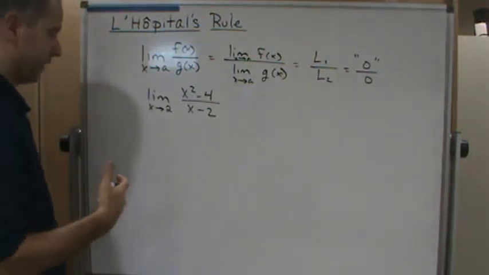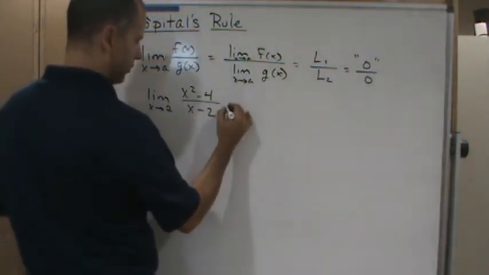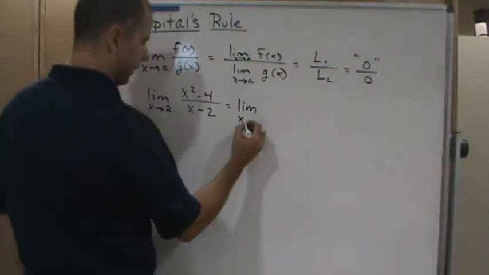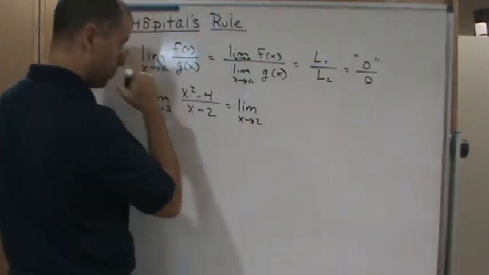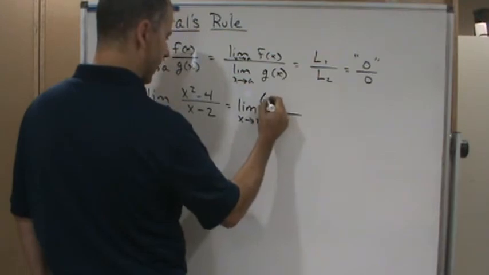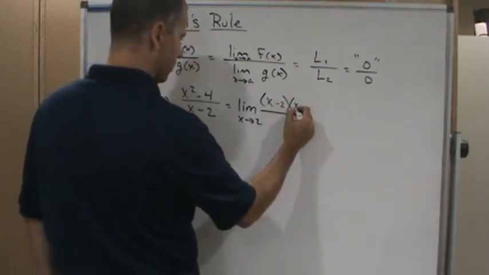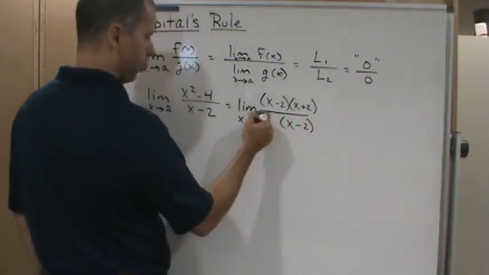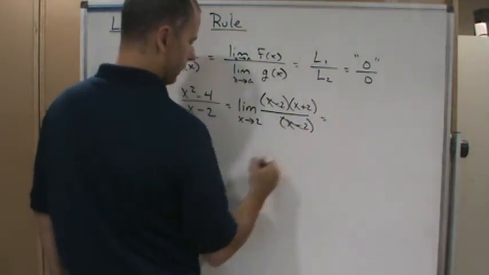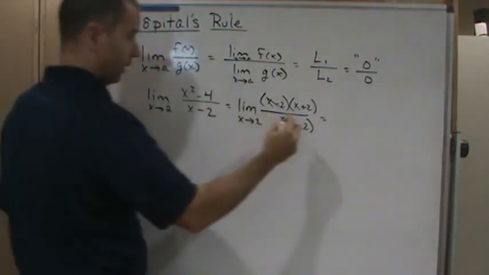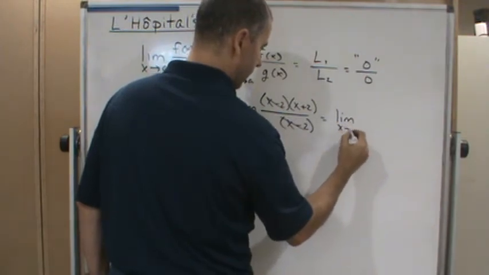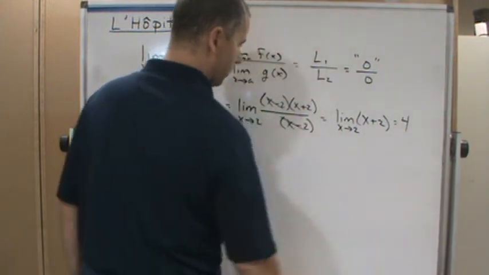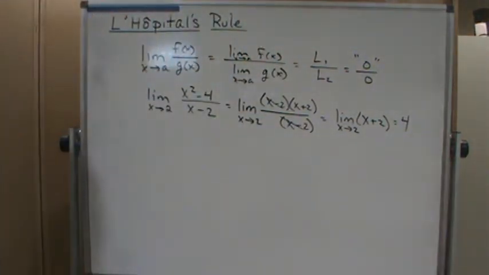Well, we had to investigate. So, okay, can we factor this? And so we said, well, we can factor this and get rid of the discontinuity. So, as x approaches 2, we would factor the top as x minus 2 times x plus 2 over x minus 2. And then, of course, these cancel, and we get the limit as x approaches 2 of x plus 2, which equals 4. And then we finally got the answer.